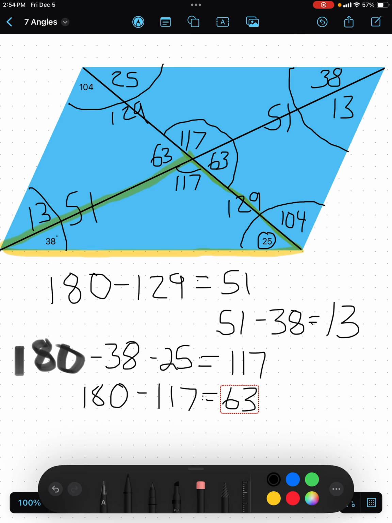So that's the type of thinking that can help you find any angle, any missing angle in a parallelogram.